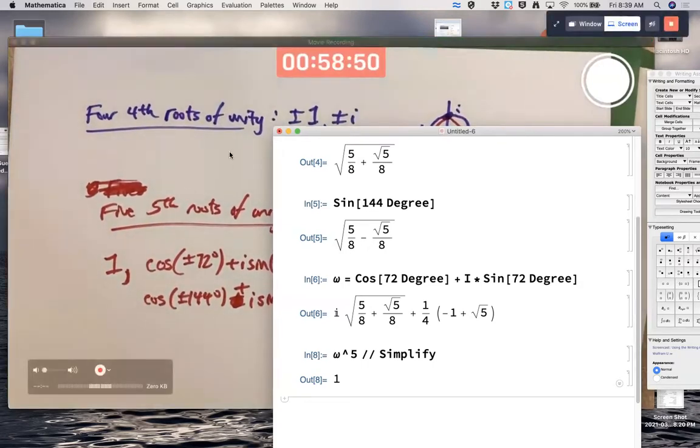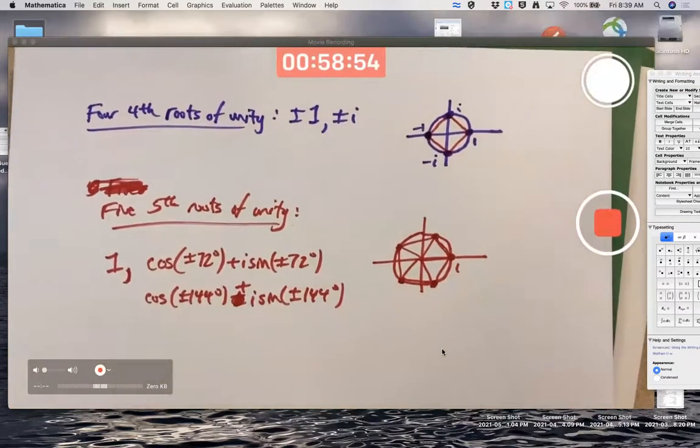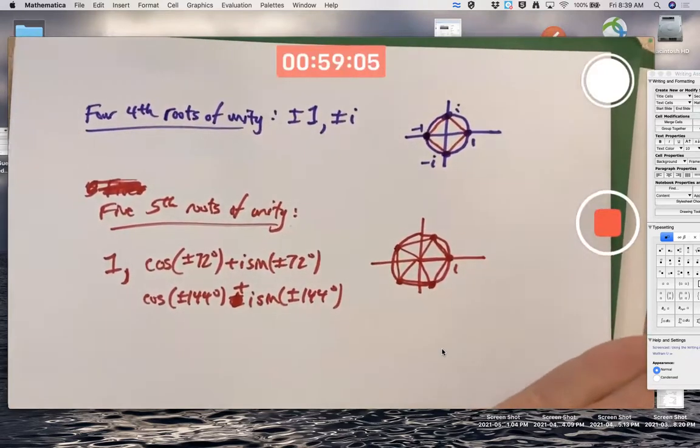Here's something every math major should know. When you multiply two complex numbers, their distances to the origin get multiplied and their angles that they make with the positive real axis get added.